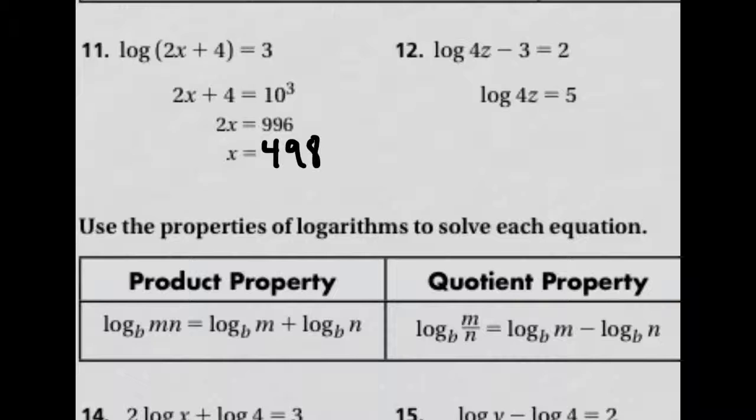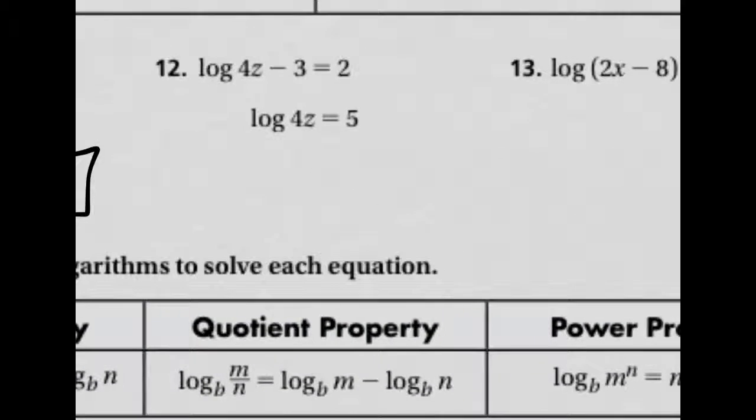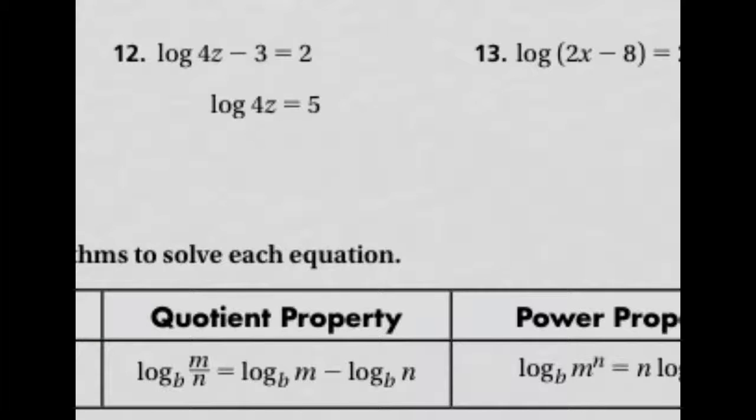And there's your final answer. Okay, but let's start one on our own. Log of 4z minus 3 equals 2. First thing we do is kick out the 3. It doesn't belong there. So plus 3 on both sides, we get 5. Log of 4z equals 5.